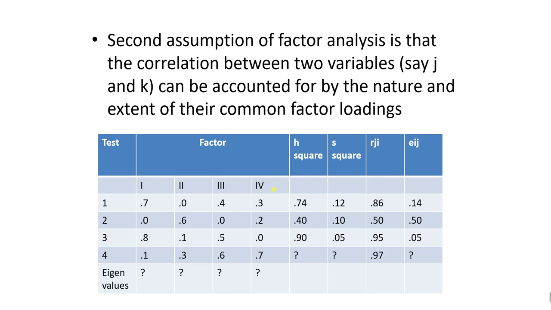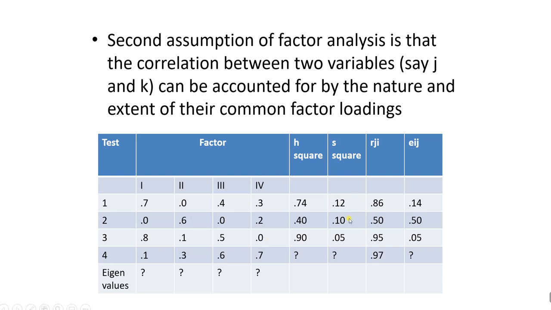So again I am repeating what is communality or H square. It is the sum of squared factor loadings of a given variable across the factors. So for example, for variable 3: 0.8 square plus 0.1 square plus 0.5 square plus 0.0 square will be 0.90. So 0.90 is the communality or H square value, derived by summing the squared factor loadings of variable 3 across all the 4 factors.